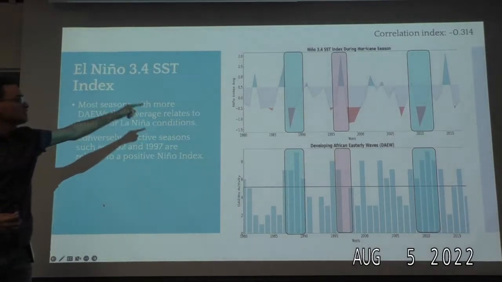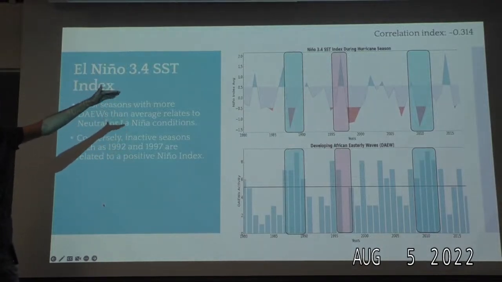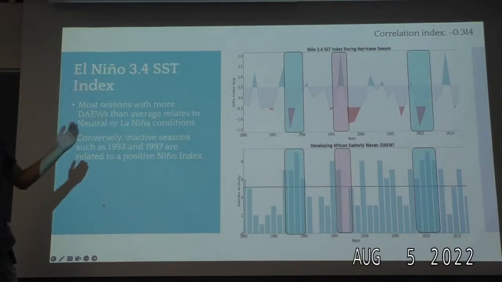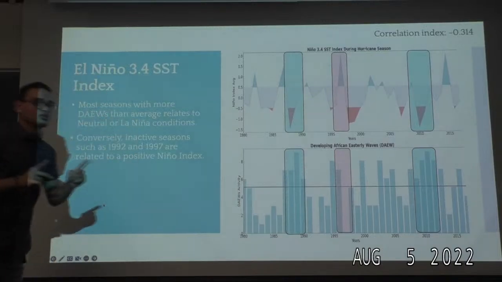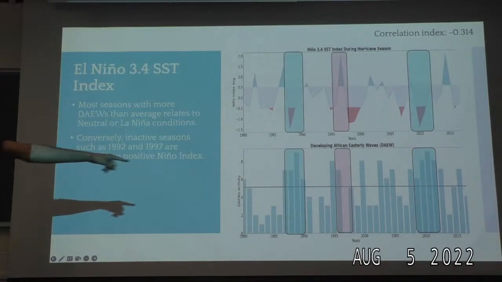So negative 0.5 and below represents La Niña conditions, and 0.5 and above represents El Niño conditions. And in between those values, you have neutral conditions, so no alteration to the Walker circulation. And we find that more developers relate to neutral or La Niña conditions, and on the other hand, inactive seasons such as 1992 and 1997 are more related to neutral conditions or a very strong positive index, like you can see in the 1997 hurricane season.